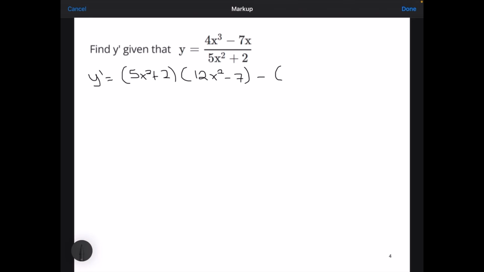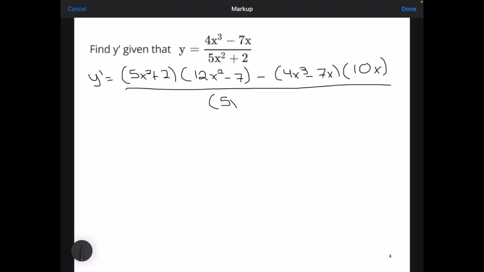copy pasting the numerator, which is 4x to the power of 3 minus 7x, the derivative of g of x, which is 10x, and all of that will be over 5x squared plus 2 squared. And now all we need to do is just simplify the expression.